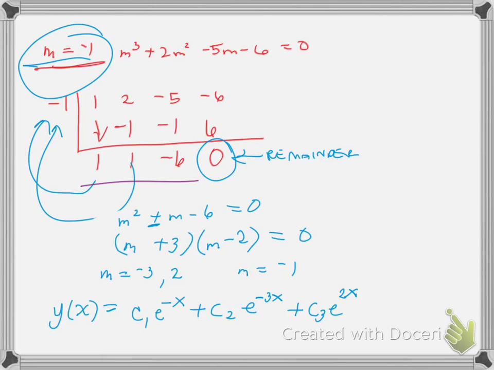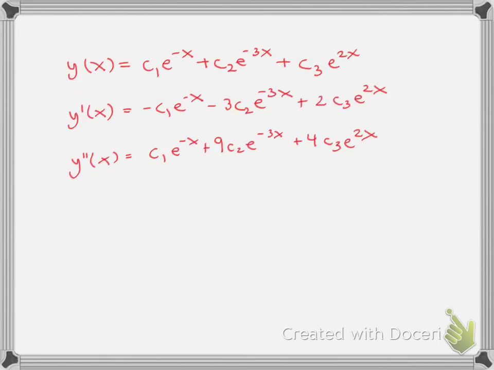Now, if this wasn't an initial value problem and they just asked us to find the general solution, we would be done. But this is an initial value problem, so we have to take it a step further. And since we're taking it a step further, what are we given?